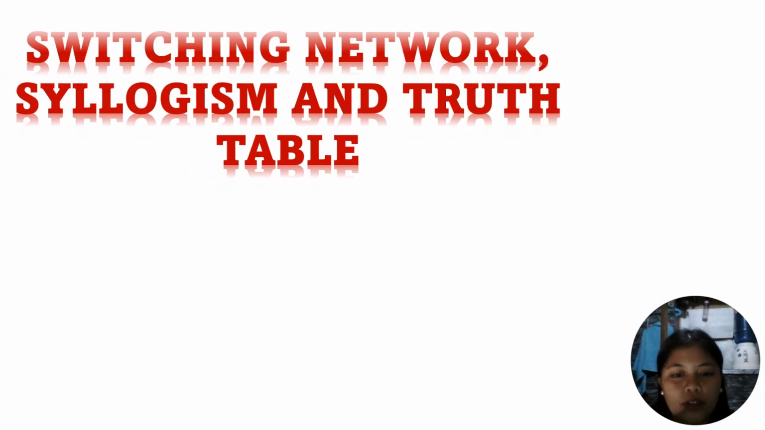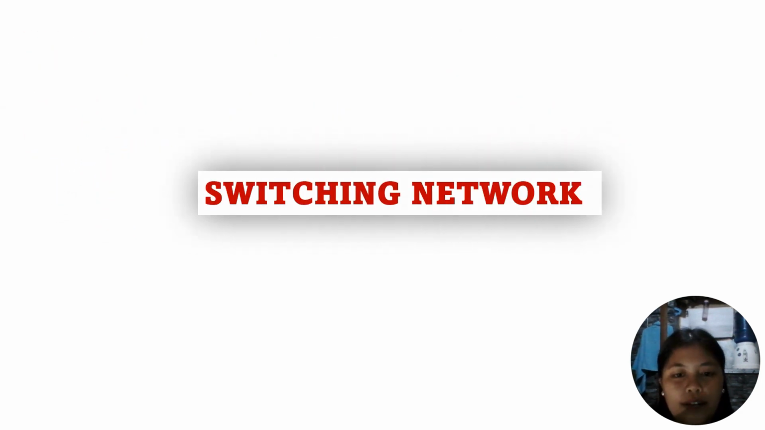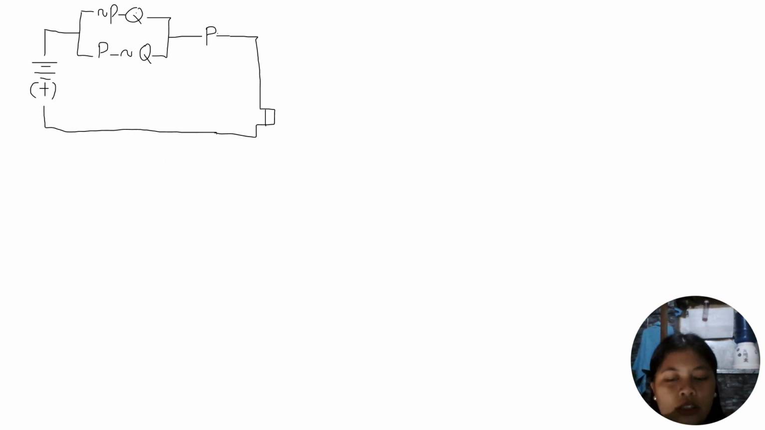So in this video, I will show you about switching network, syllogisms, and truth table. First, we have switching network. To determine the required conditions under which the network is closed and open, we first write a symbolic statement that represents the network and then we construct a closure table.